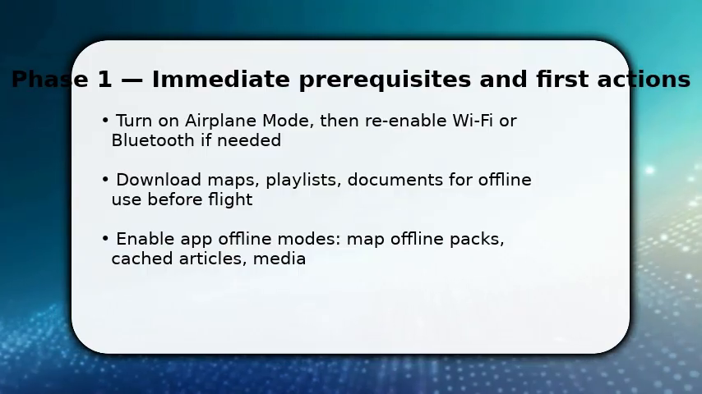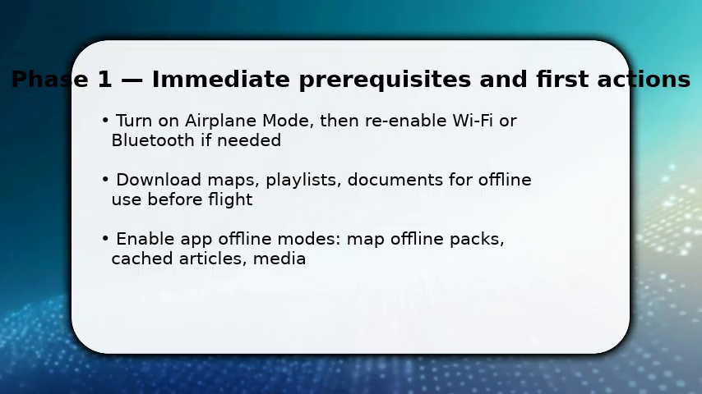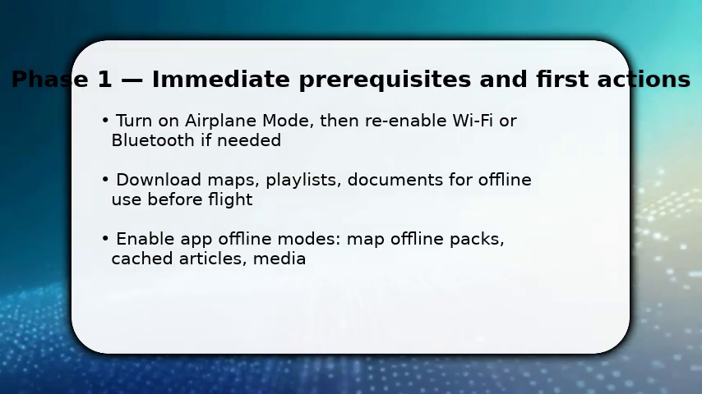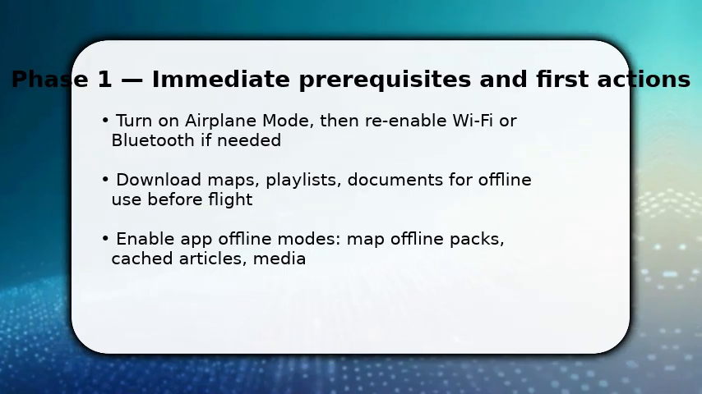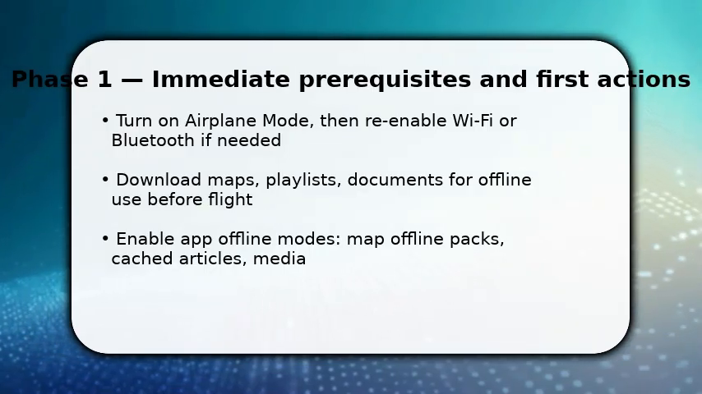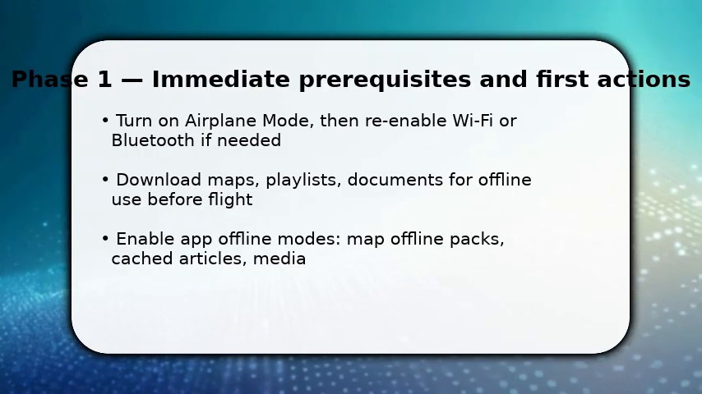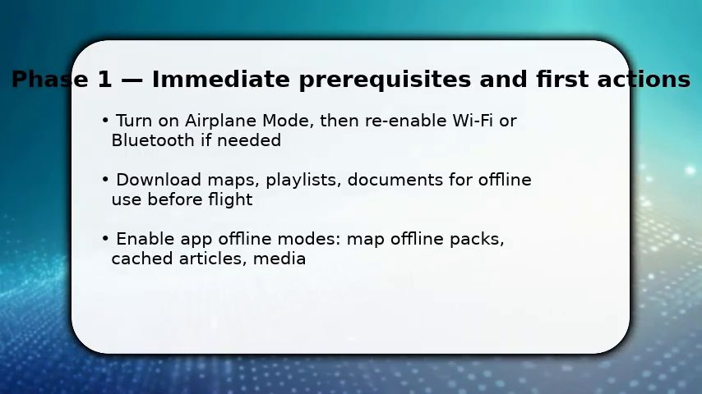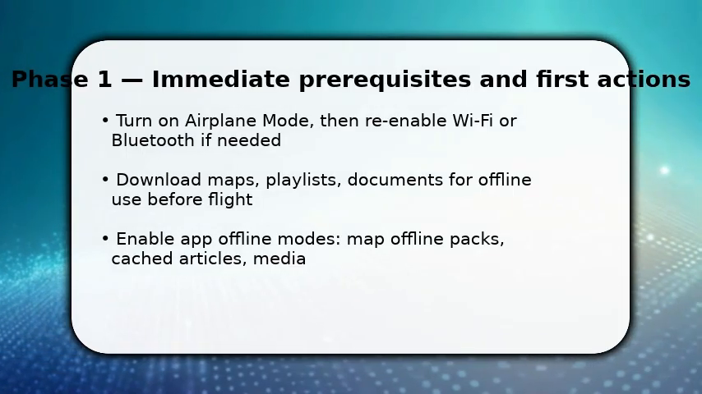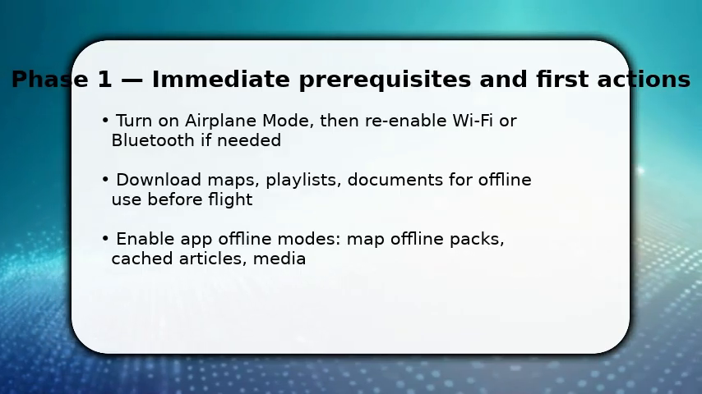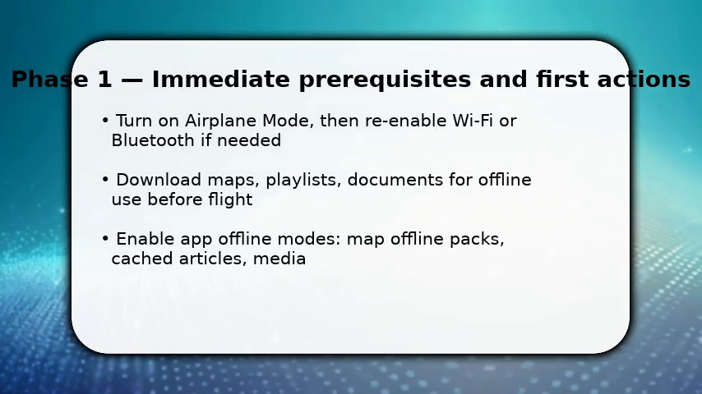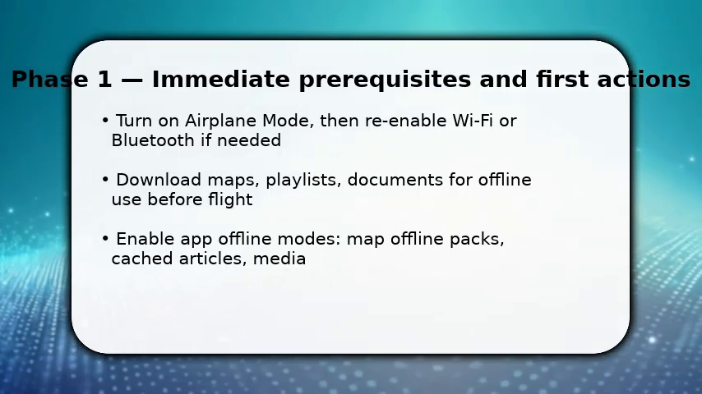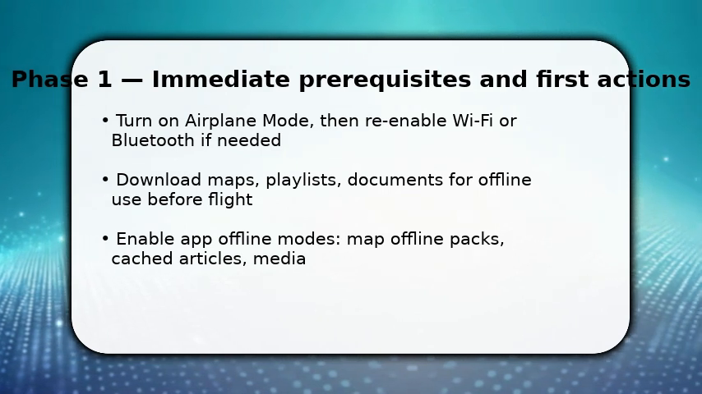You start by quickly preparing so offline data behaves predictably. Put the phone in airplane mode, then turn Wi-Fi back on only if you'll use airport or plain Wi-Fi later. Next, open each app and download what you need: maps, playlists, documents, because caching is how apps serve data without cellular. Once done, make sure app offline modes are enabled so the phone uses stored files instead of requesting network access. This reduces background data attempts and preserves battery.